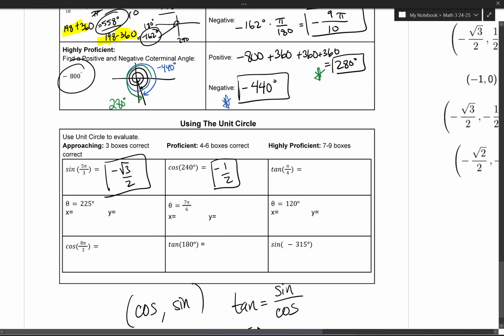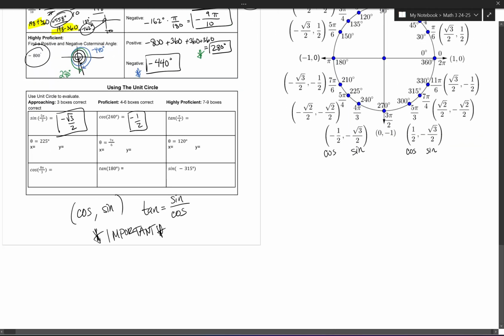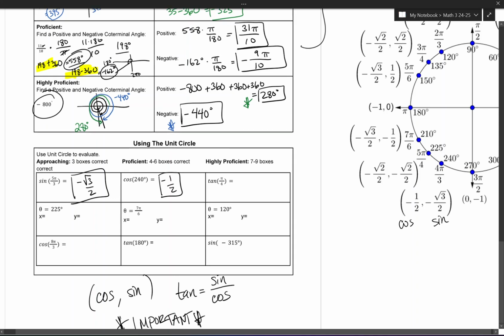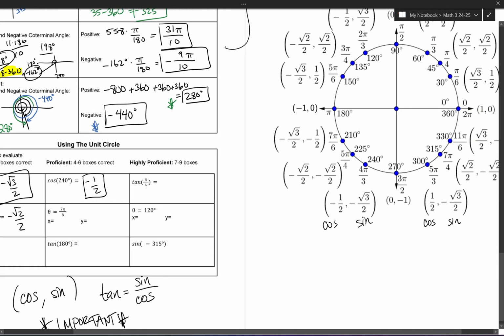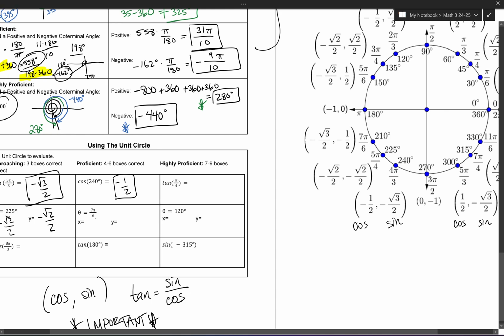We're going to skip tangent for a moment. Let's go to 225 degrees. Where's 225? There it is. What's the x and the y coordinate? Well, I identified them as negative square root of 2 over 2 and negative square root of 2 over 2. This, by the way, is the cosine and the sine, the x and the y value. 7 pi over 6, the x and the y value: negative square root of 3 over 2, and the y value is negative 1/2.